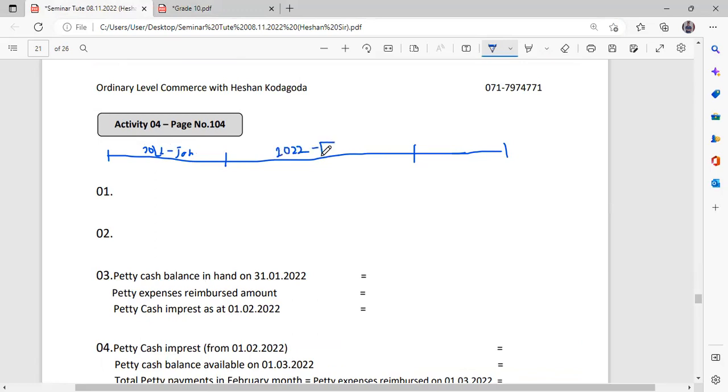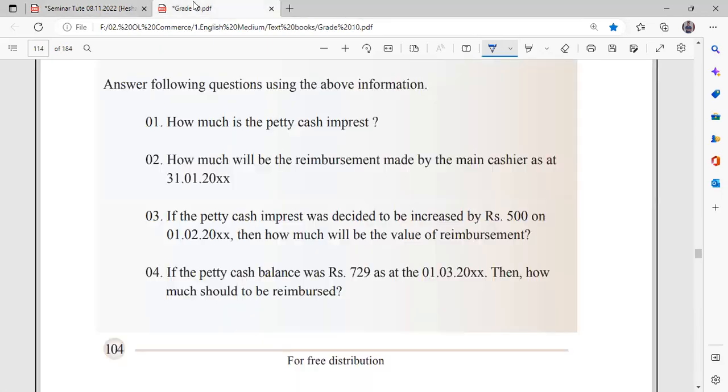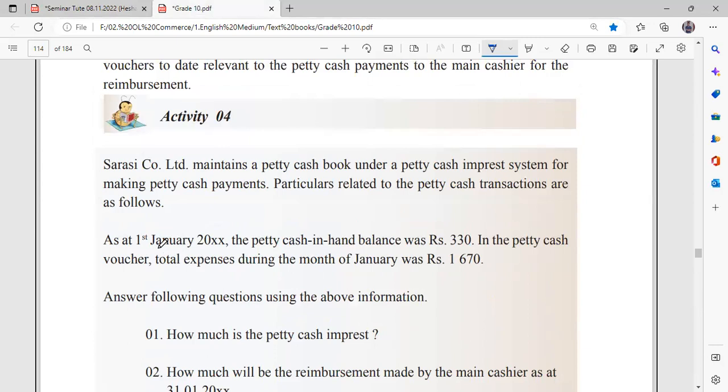2022 February, 2022 March. This is 1st January, this is 31st January, after this date we can identify February 1st, this is February 28, March 1st, March 31st. Now, as at 1st January 2022, the petty cash in hand balance was 330. In the petty cash voucher, the total expenses during the month of January was rupees 1,670.